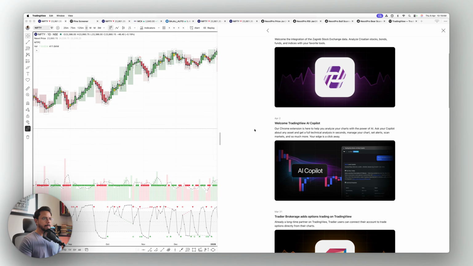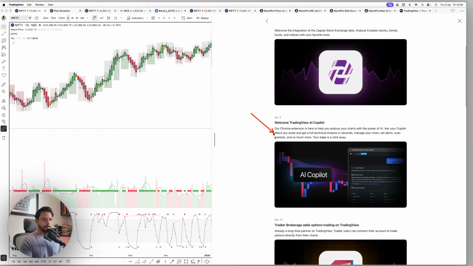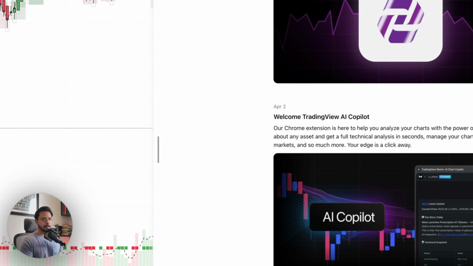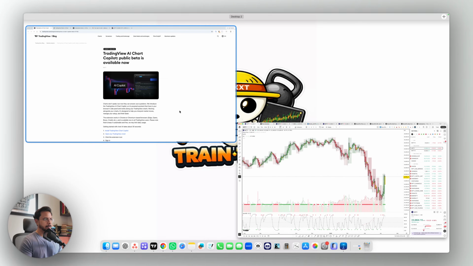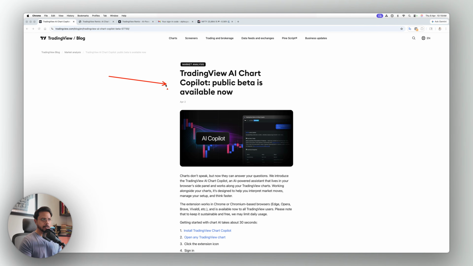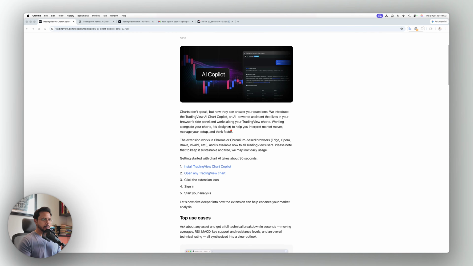All right. So this was the notification, right? And if I click on it, it will take me to my internet browser and it will open this dedicated page on the TradingView AI Chart Copilot. It promises that, we introduce the TradingView AI Chart Copilot, an AI-powered assistant. That it's a browser extension. We have to understand that it's not on the app right now. It is designed to help you interpret market moves, manage your setup, and think faster. It can do quite a bit of things. I'll show it to you one by one.